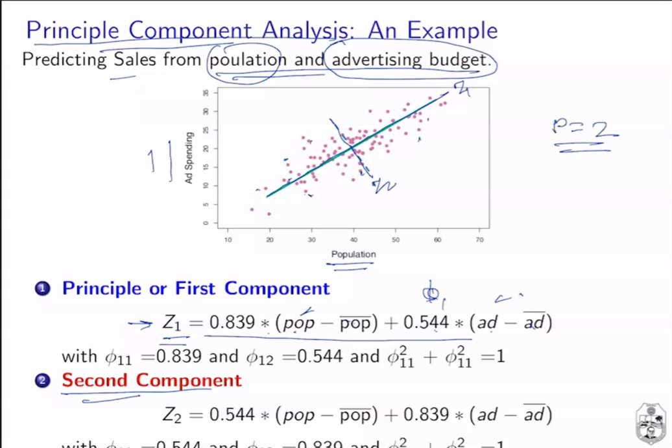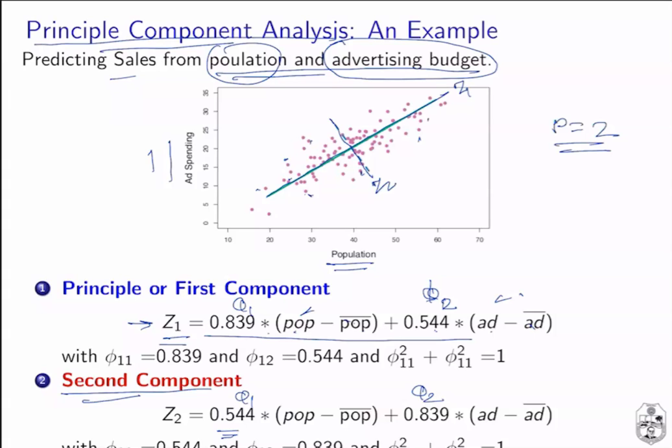Z2 is now the combination of 0.544 and 0.839. Here only the coefficients are changing. This is phi 1 and this is phi 2, and the phi 1 and phi 2 values are interchanged here. So this is the second component.